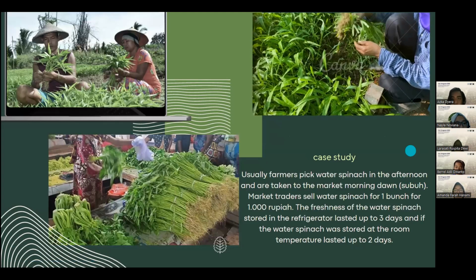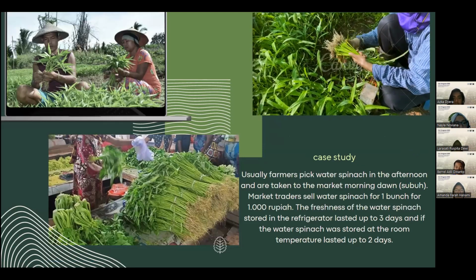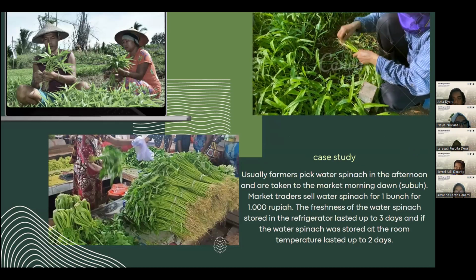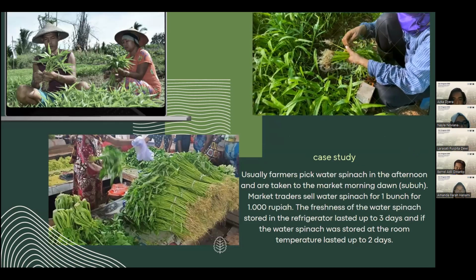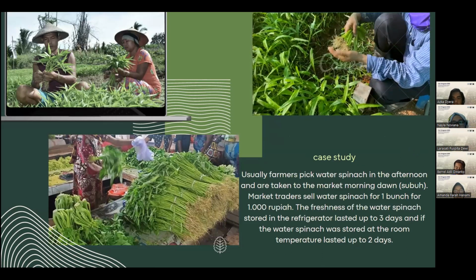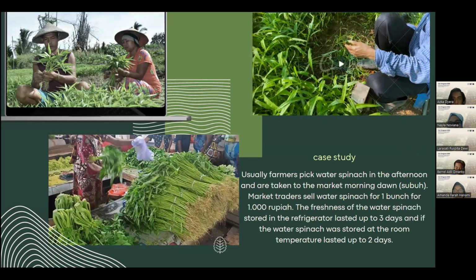Case study. Usually, farmers pick water spinach in the afternoon and take it to the market at dawn, or subuh. Market traders sell water spinach for 1,000 rupiah per bunch. The freshness of water spinach stored in the refrigerator lasts up to 3 days, and if stored at room temperature, it lasts up to 2 days.